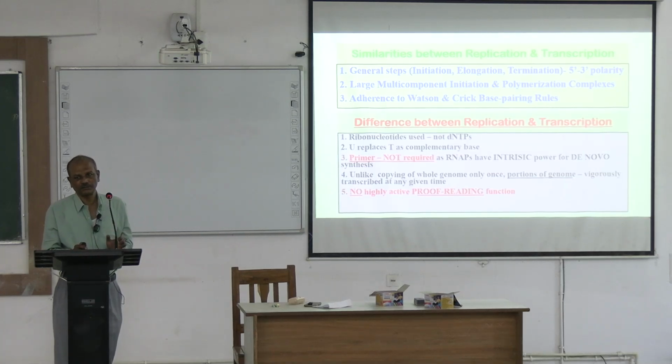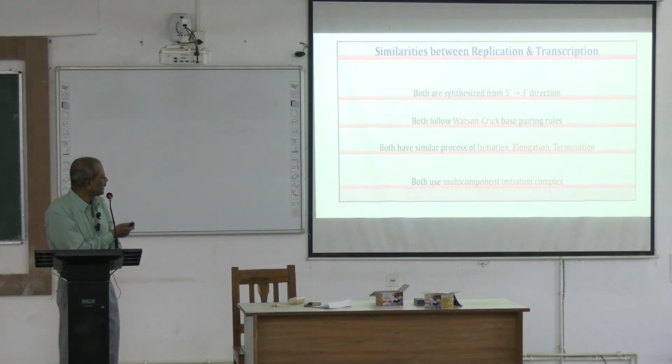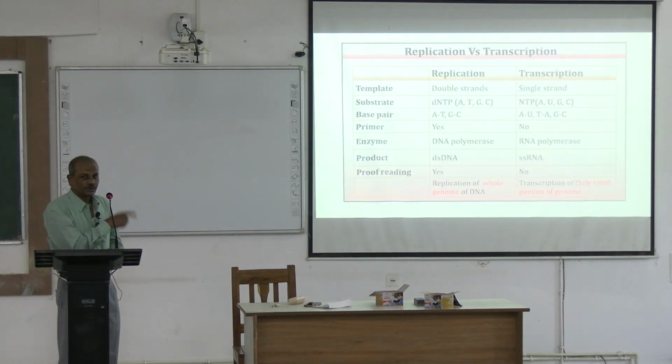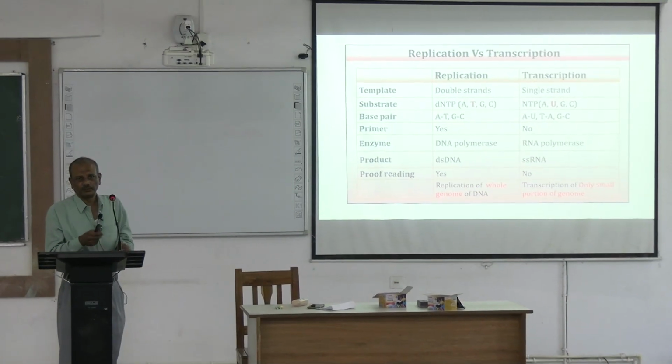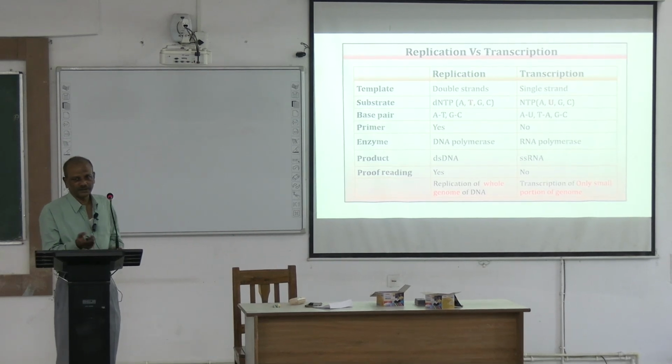That's why an extensive proofreading mechanism is there in DNA replication, which is not present in RNA, particularly mRNA of prokaryotes. tRNA and rRNA undergo post-transcriptional modification, but not proofreading, I would say. So, those are the similarities that I have told you. If you want, you can memorize only the differentiating points between replication and transcription, as I have told you.